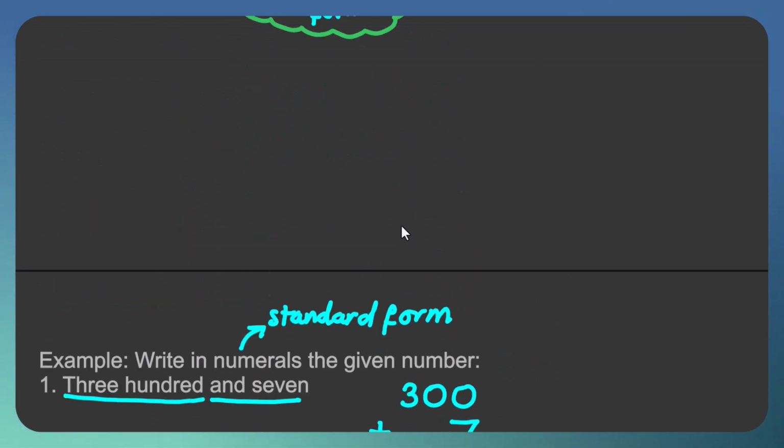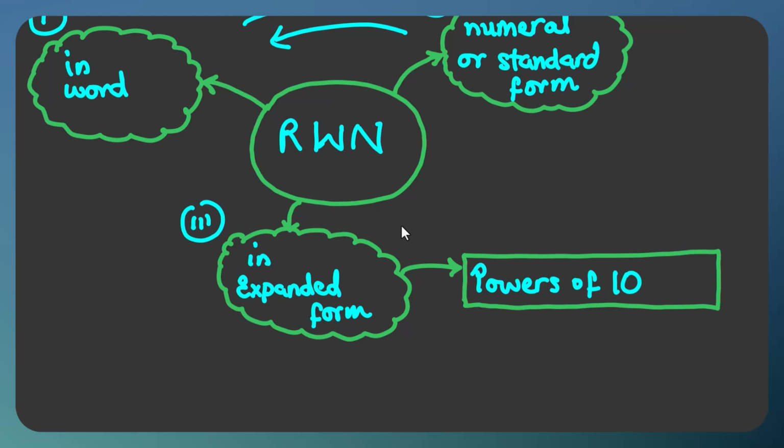In our final video here, we're going to be looking at how to represent whole numbers using expanded form, in this case the powers of 10.